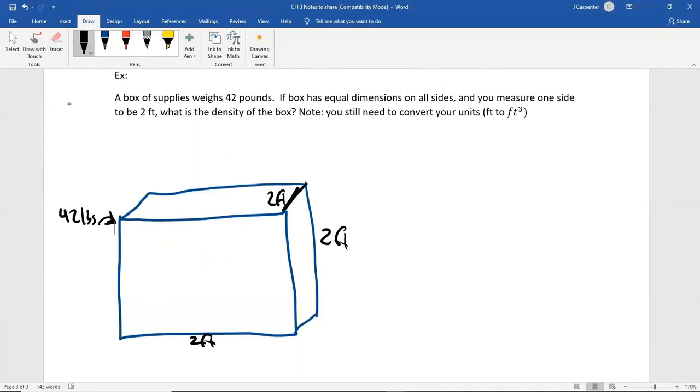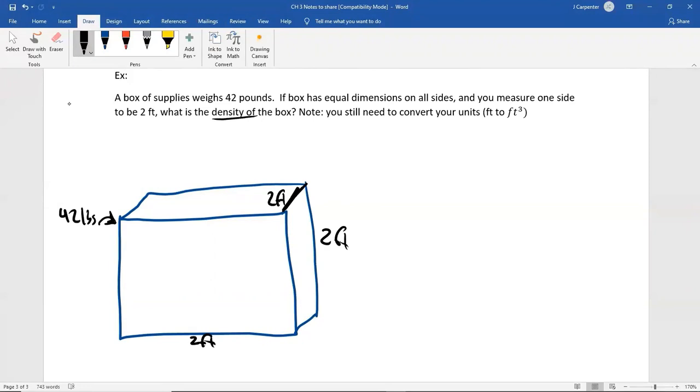And I know this doesn't look like 2 in comparison to this, and that's because we're looking at this box mostly from a forward perspective. So we're just barely peeking around the corner to see that it's an actual 3-dimensional shape here. All right, so the box has equal dimensions, and they say, what is the density of the box?